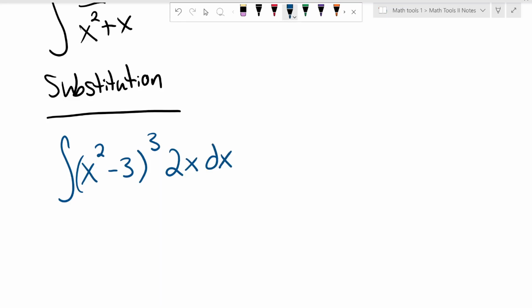Okay. So, if you were just going about trying to do this, what you would probably want to do is multiply that out. But of course, that's going to get really ugly really fast, right? You're going to end up with like x to the 7th power at the end of it. And that's fine. You can do the algebra and get there. But there's an easier way to do it.